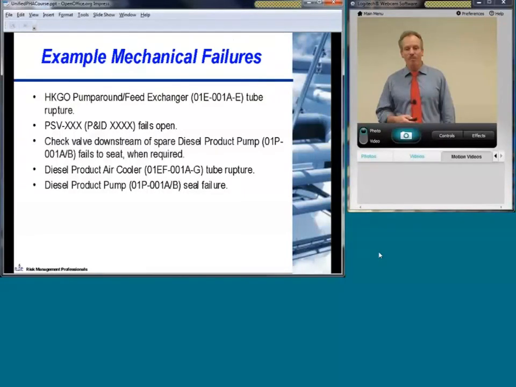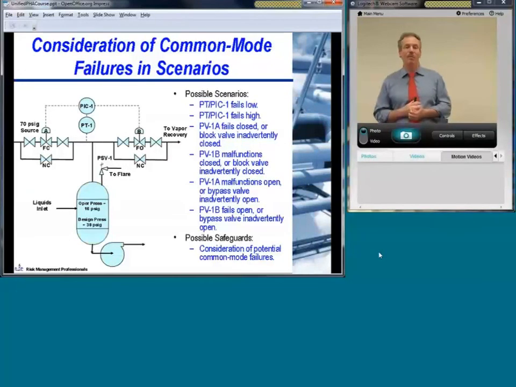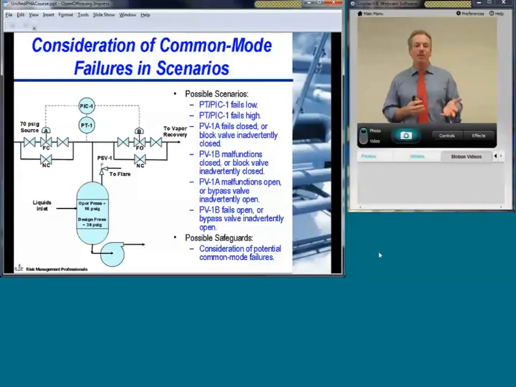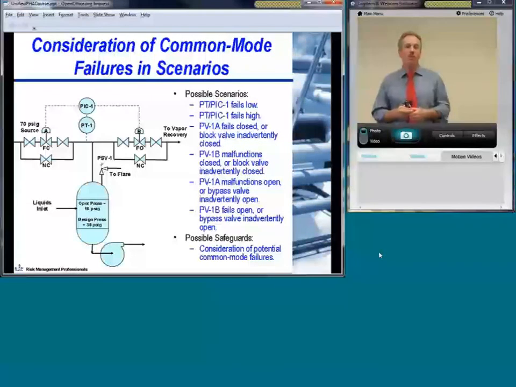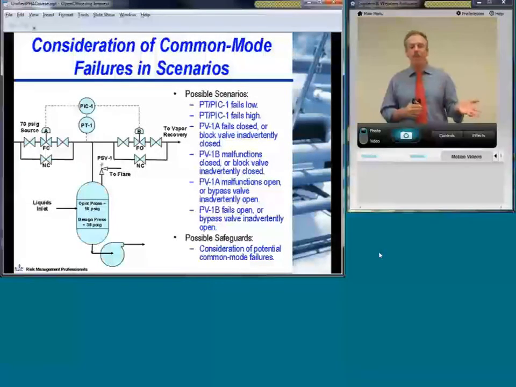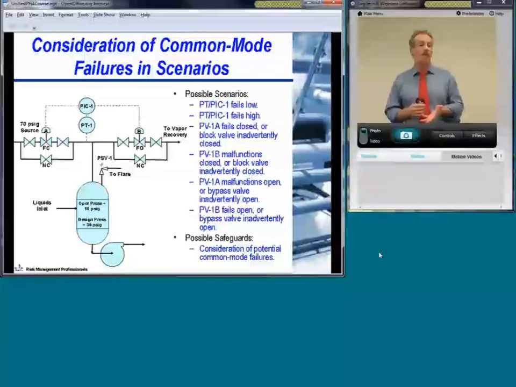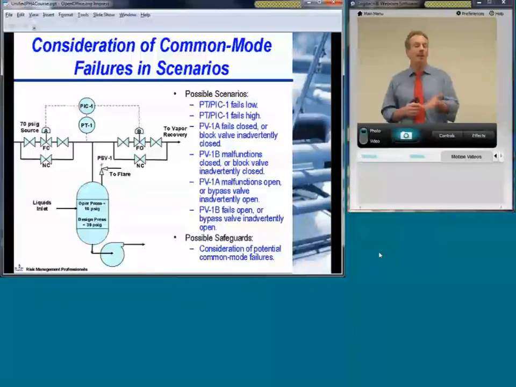Let's talk about common mode failures. These can be really critical. The diagram on the left is a common push-pull system for a blanket gas on a process vessel. In this case, you have a 30 psi design pressure, normally operating at 10, level controlled, with a pump coming out, and pressure controlled with a 70 psi source when you need to make up pressure, and it also bleeds to vapor recovery when you need to bleed off pressure. You have, in this case, a single pressure transmitter feeding both the valve coming in and also the valve that relieves the vapors.